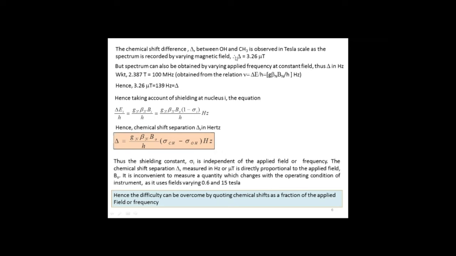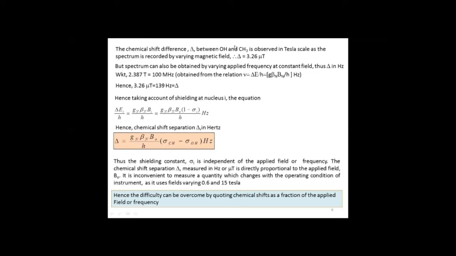In the earlier case, we had a constant frequency of 100 megahertz and we varied the applied field strength, and based on that we got delta as 3.26 microtesla. But the same experiment can be done by varying the applied frequency at a constant field. Then the chemical shift difference delta can be obtained in terms of hertz.